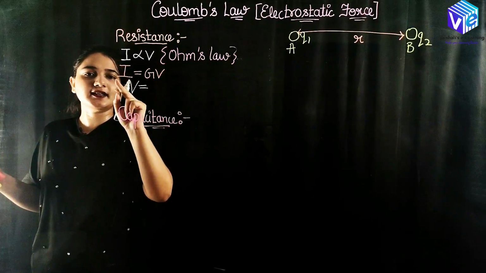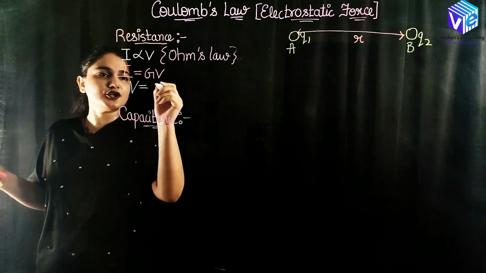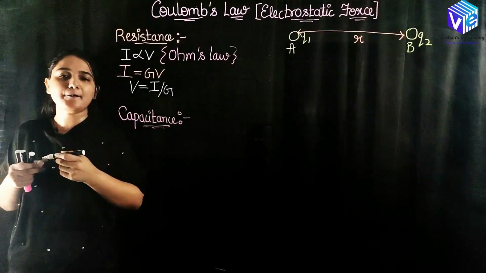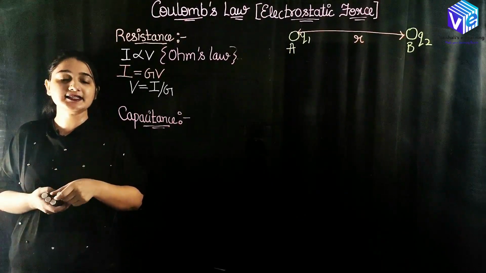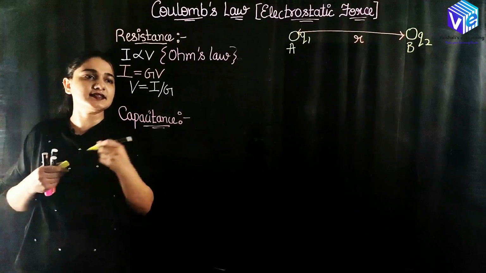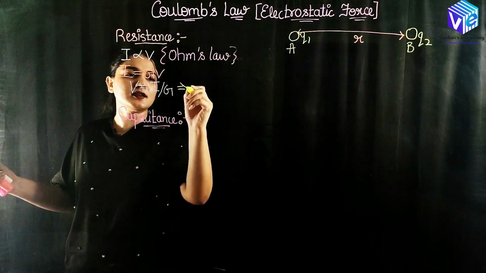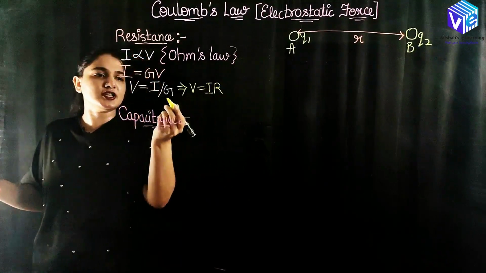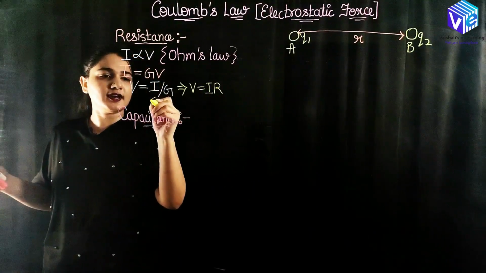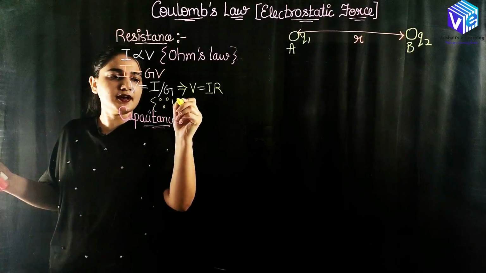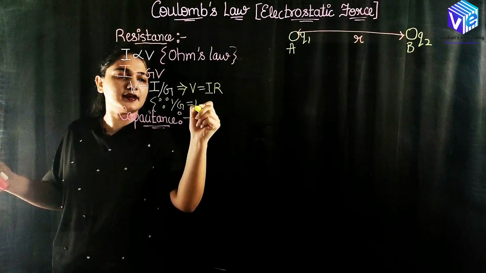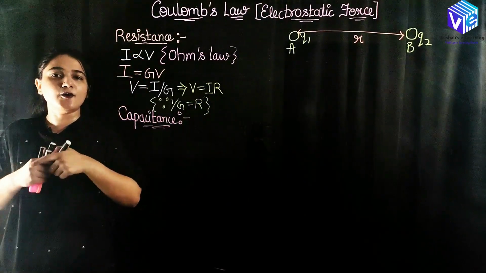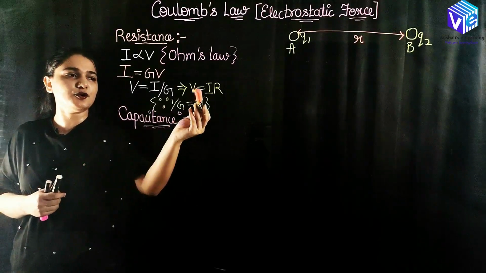Now if I need to find out V, I can take G to the left hand side in the denominator. So V is equal to I upon G, and 1 upon conductance, we know, is resistance. So which means V is equal to IR, because 1 upon G is equal to R. 1 upon conductance is equal to resistance. This is the reason why we have V is equal to IR.